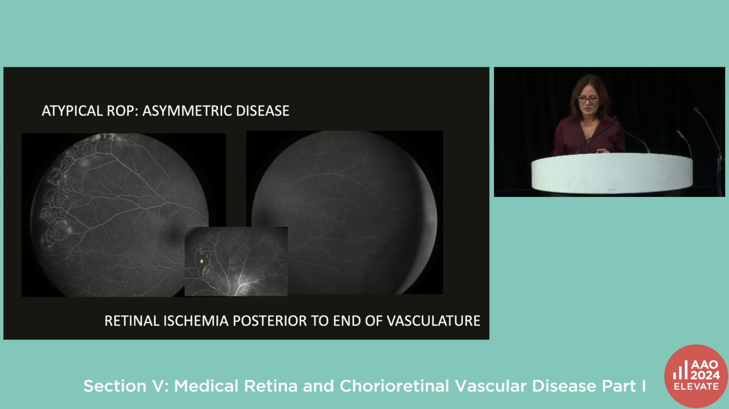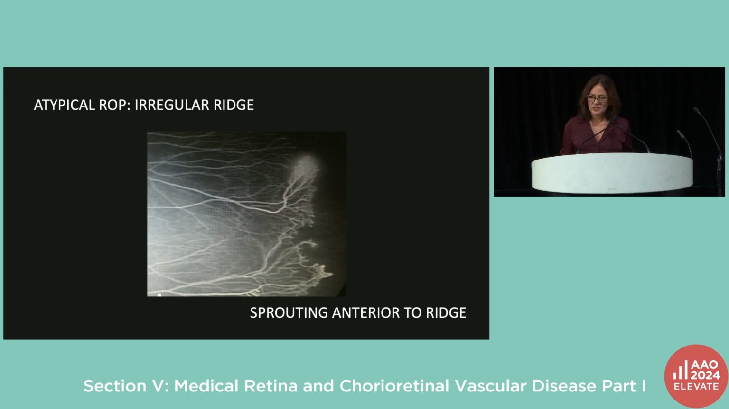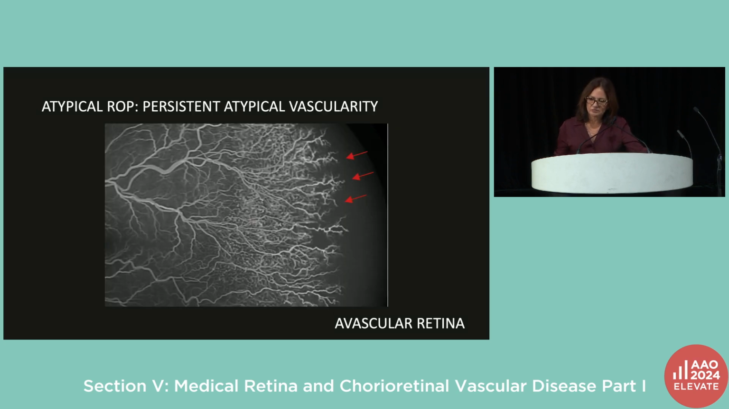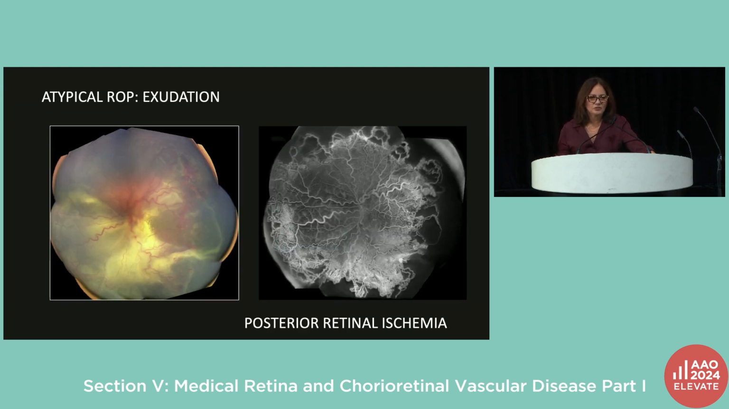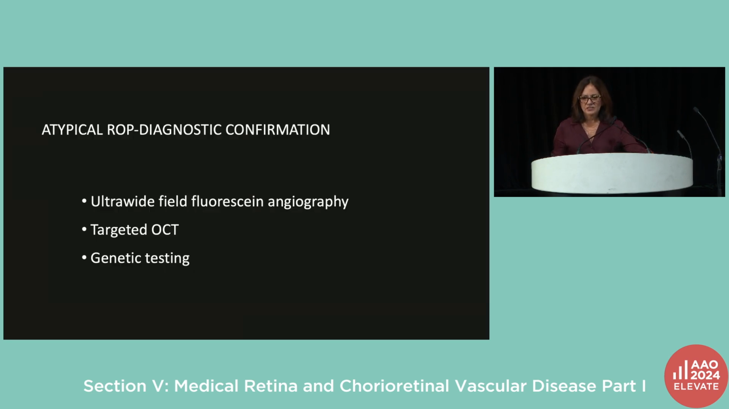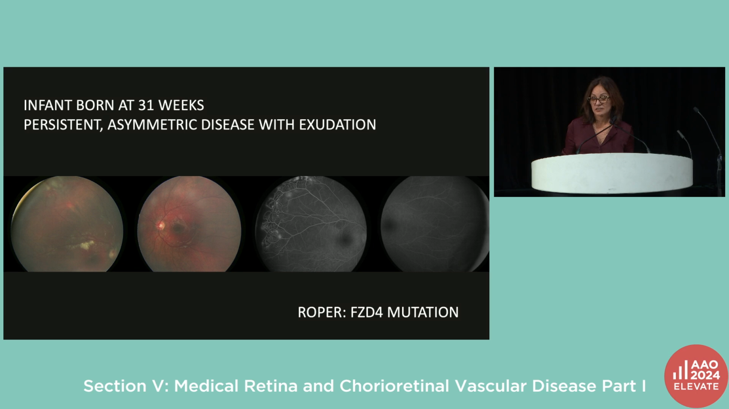This is a case of retinal ischemia posterior to the end of the vasculature. You get these sprouts of vascularization anterior to the ridge. You can get this atypical vascularity with the avascular retina too, and you can get a lot of exudation and posterior ischemia as you see in this case. So what is important in these cases? To do ultrafield angiography, targeted OCT, and definitely genetic studies.